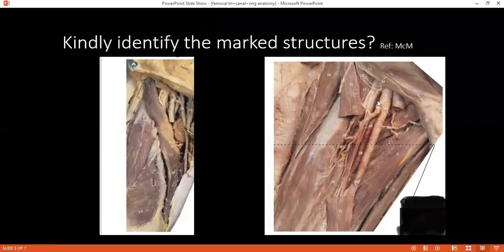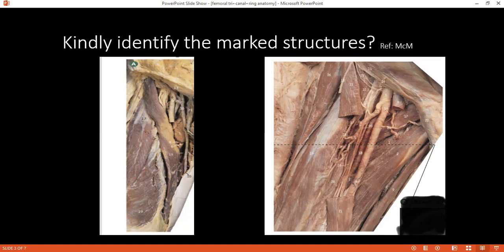Very good. What is this, 7? Femoral nerve. And here, if you can identify 5. Perforating branches. Right. This muscle is 2. Which muscle could that be? This is the adductor longus.